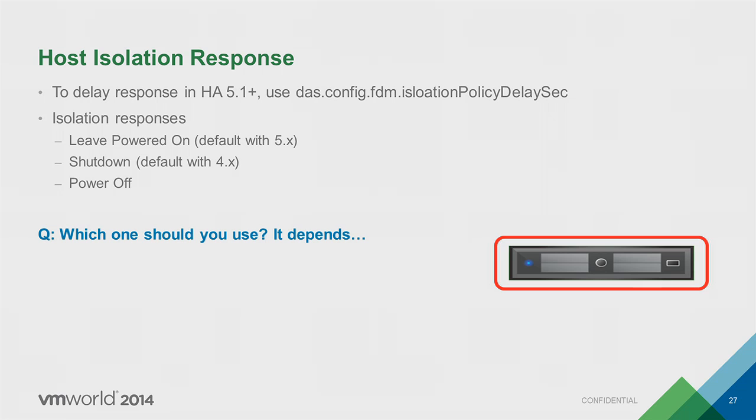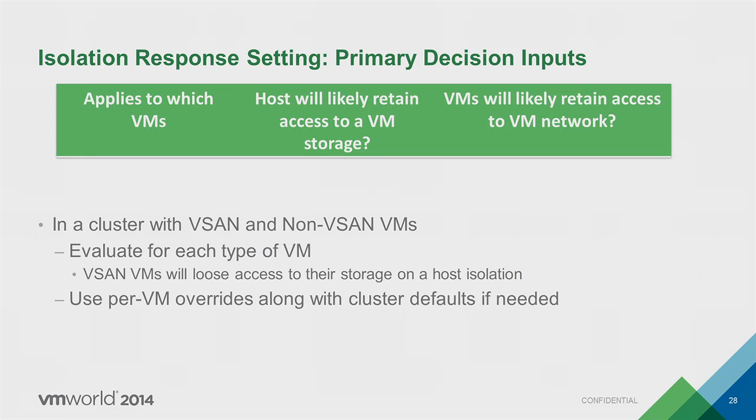So which one should you choose? Whether you should leave powered on, shut down, or power off? Well, it depends. It depends upon what is a common isolation scenario in your environment, what type of VMs you are using, and what is the state of the setup in case of isolation. So I'll go over some of these cases in detail. What type of VMs do you have, and during isolation, are your VMs going to retain access to the storage? The other question is, will they likely retain access to the VM network? Based on these questions, there are various scenarios, and these have various recommendations. I'll cover them in detail.